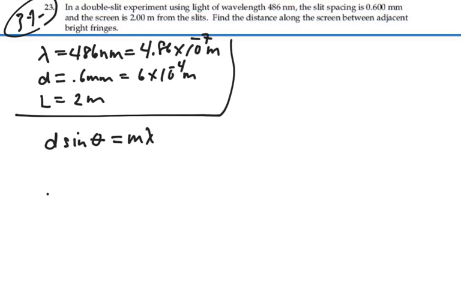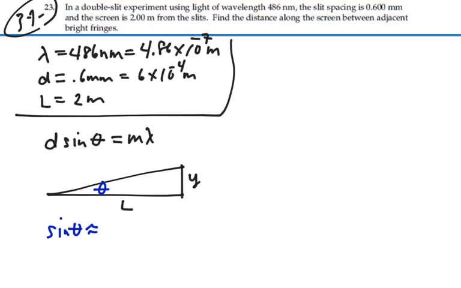We also realize that on the screen, if we're going to locate a bright fringe at some location y, and the screen is a distance L away, then this angle is theta. It's a small angle, so the sine of theta will be approximately equal to the tangent of theta, which is approximately equal to theta itself. And theta is equal to, in radians, y divided by L. So this term right here is approximately equal to y divided by L.